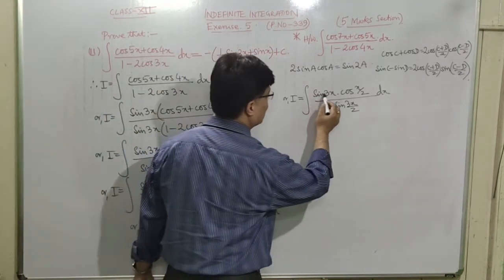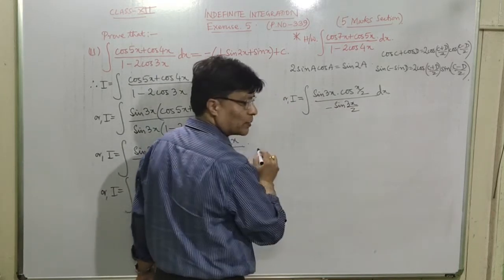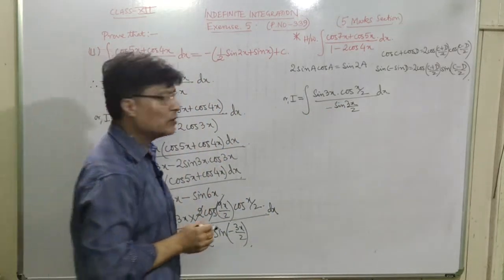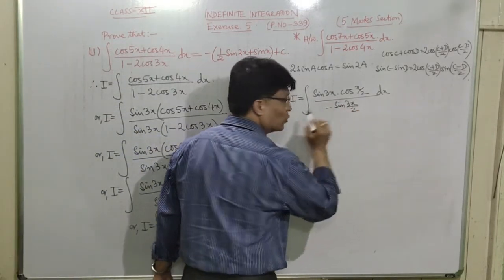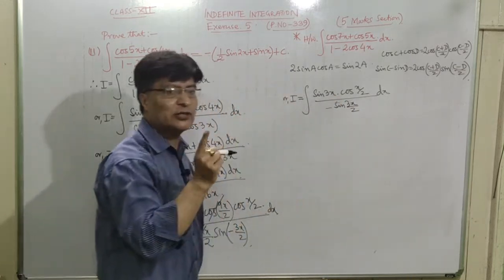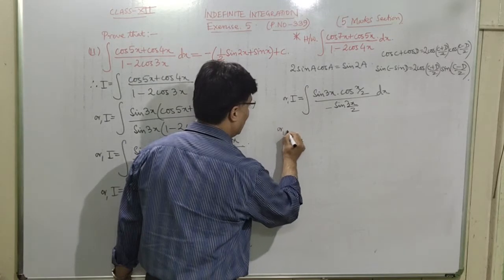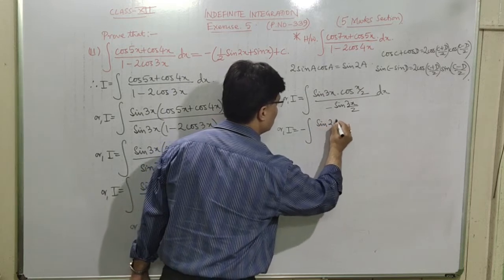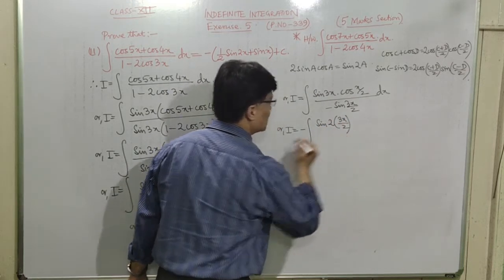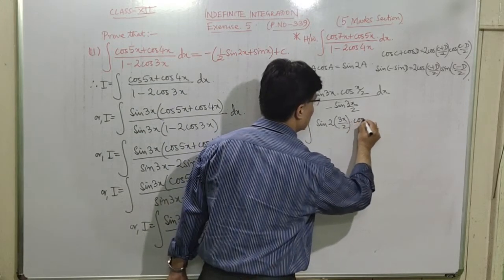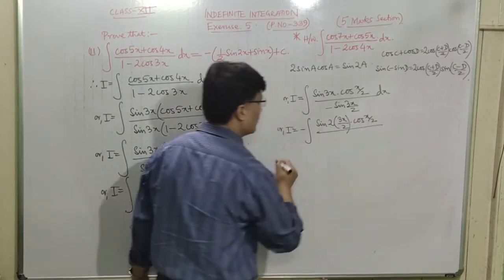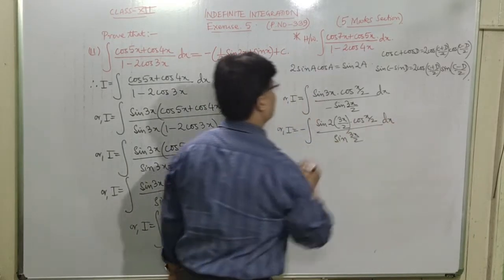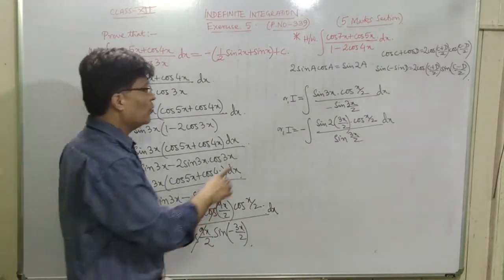Now, since there is sine 3x and here is sine 3x by 2, you should convert this sine 3x in the form of sine 2a. Since there is sine 3x by 2, let us use this sine 3x in terms of sine 2a. Or let us take this minus sign outside. Integration of sine 2 into, let us write here, 3x by 2. Then cos x by 2, keep it as it is, divided by sine 3x by 2. Then what do we write? dx.